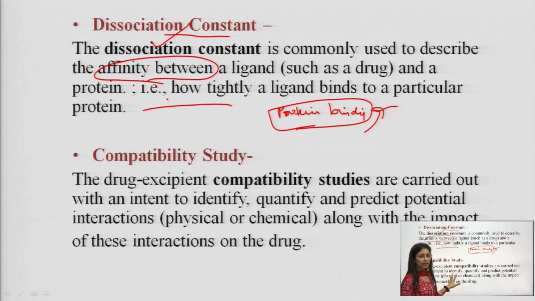Another is compatibility studies. Compatibility is like when you are getting married, obviously you have to see the compatibility of the two people that are getting married. So drug excipient compatibility plays a major role. When your drug and the excipients, meaning the additives you are adding, are not compatible with each other, obviously they will be unstable. This is what you can simply learn by compatibility studies.